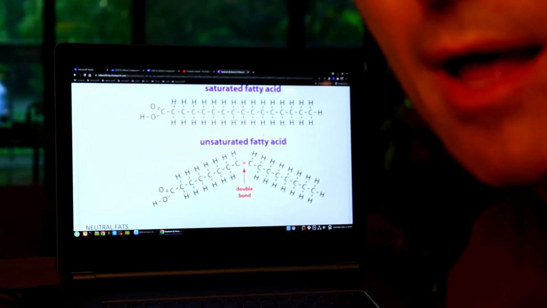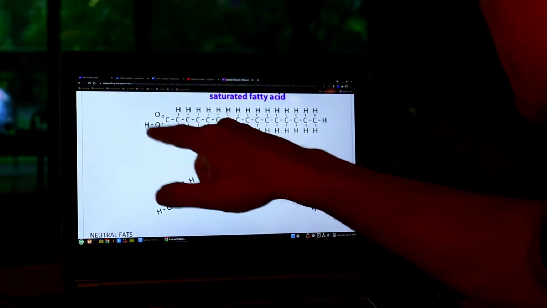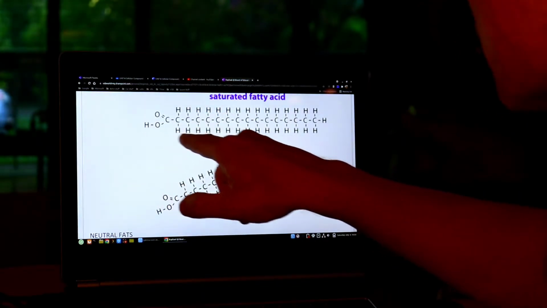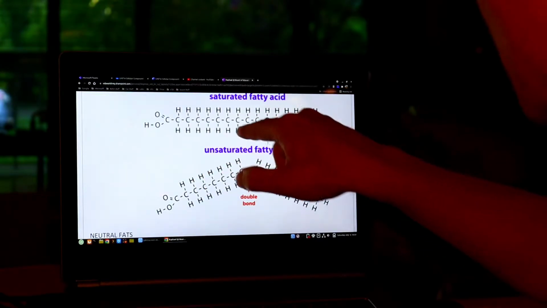Let's look at it. We're gonna zoom in there. We'll see it. Yeah, there we go. Perfect. So this is a saturated fatty acid. See, there's that carboxylic acid, COOH. And then all of these carbon, hydrogen, carbon, hydrogen, carbon, hydrogen.